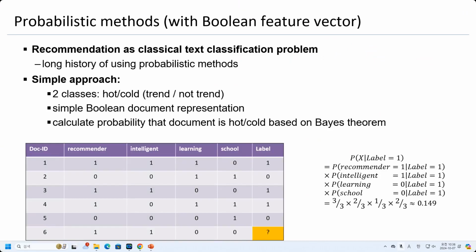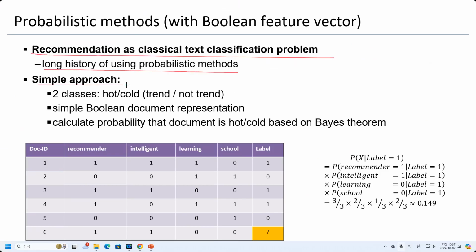We have another way, we call it the probabilistic method. So we just make a probability. Last week we also learned about naive Bayes. We use probability to know what the rating will be. So using this probabilistic method, we can also use it for content-based recommendation. The probabilistic method is the classical text classification problem, and it has a long history using probabilistic methods.